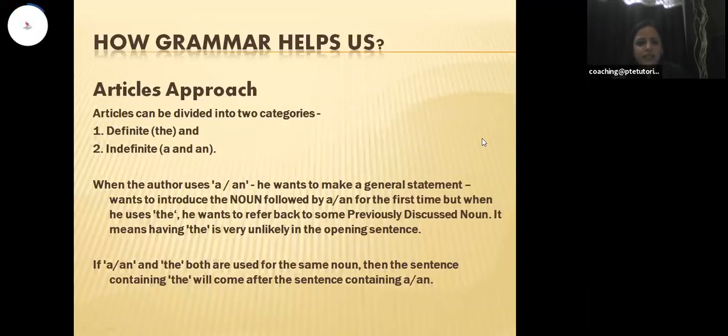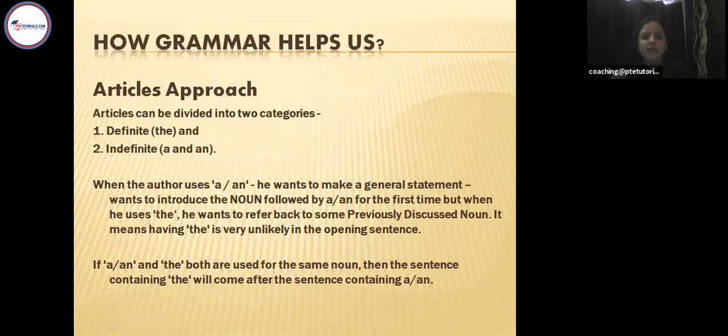We all are aware that articles can be divided into two categories. One is definite articles, the other is indefinite articles. Indefinite articles are a and an. These two articles are used with nouns when the noun is singular. When the noun is singular, I'll be using a, and an when the noun starts with a vowel. But how is the indefinite to definite article going to help?